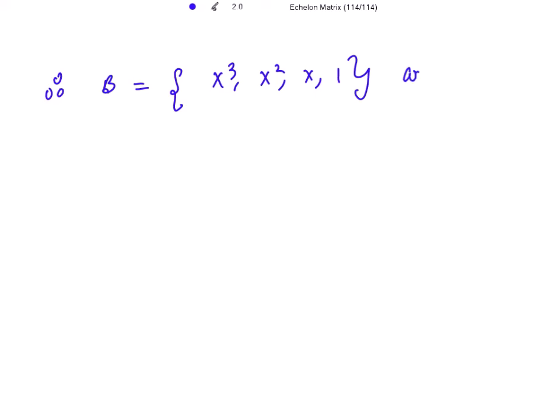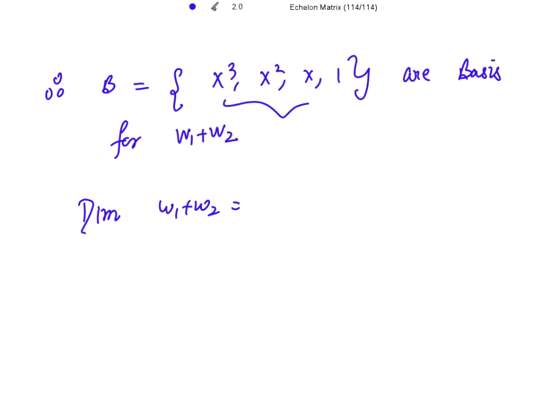So these are the bases for W1 plus W2, the sum of the subspaces, and the dimension of W1 plus W2 is equal to the number of elements present in the basis. 4. So the dimension is 4. Okay, thank you.